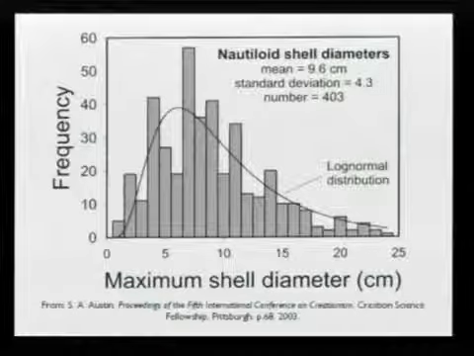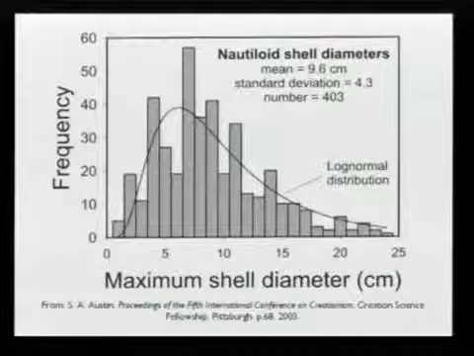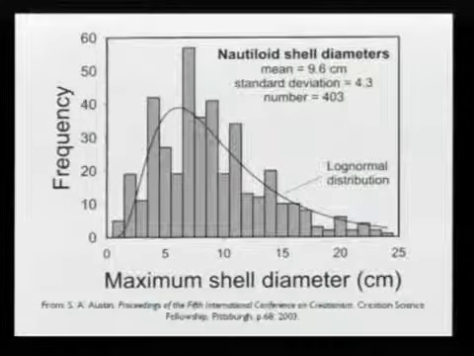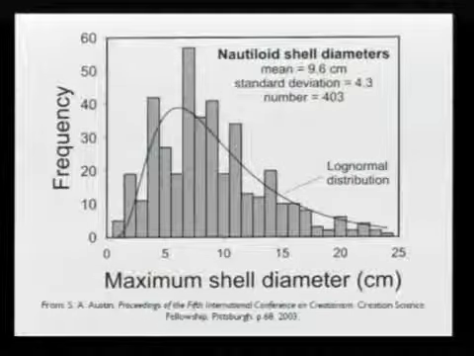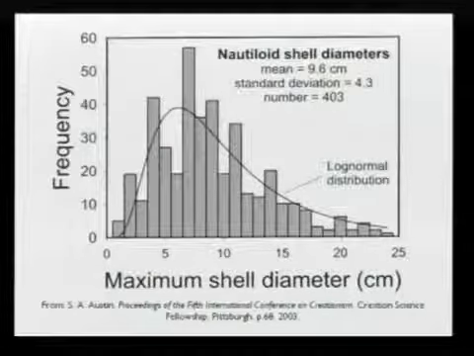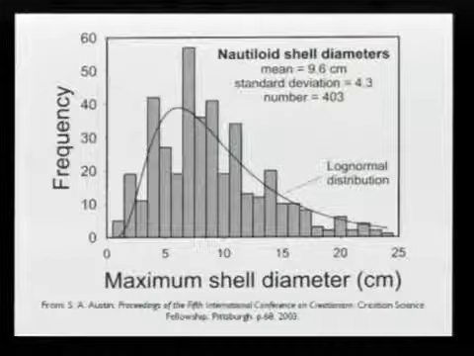Now, what does that mean? Well, it means that these fossil nautiloids represent an entire population that was buried at a single moment in time. This is not a natural accumulation of individuals over a long period of time. This is an entire cross-section of a population that has just been buried in one single event.